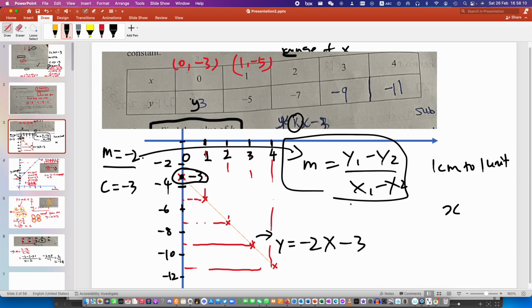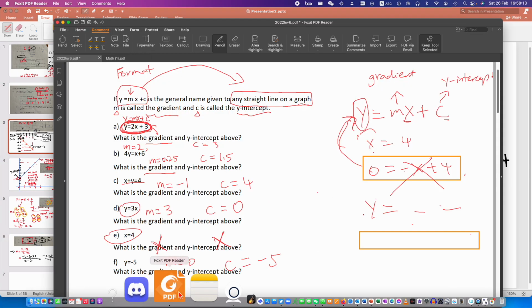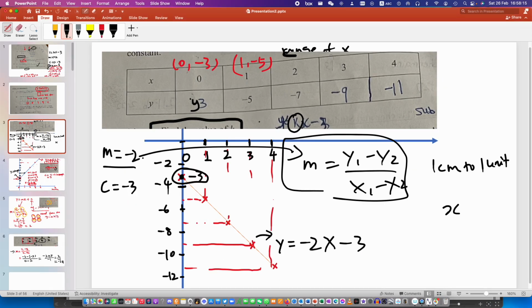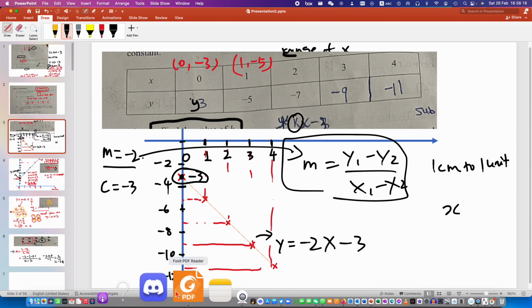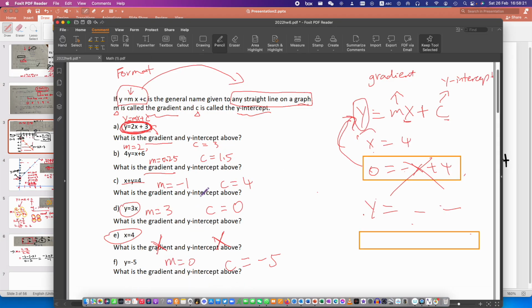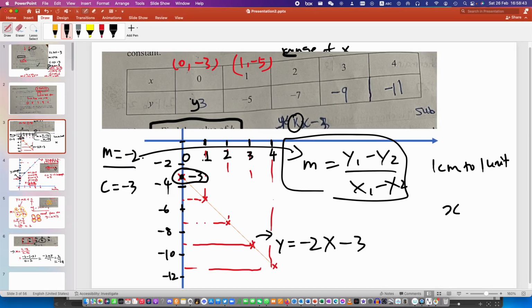Are you clear? So this one is for you to calculate. If they give you a table, you have to calculate. What about this one? This one you don't have to calculate, you just read from the format. So, can you see that you have two types of questions for finding the gradient and the y-intercept? One is just reading against the format. The other one is calculating. Okay? So next lesson I'm going to give you two types.